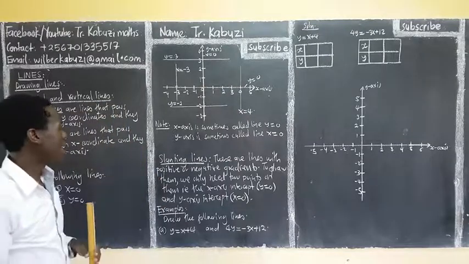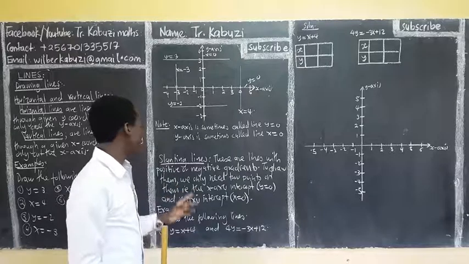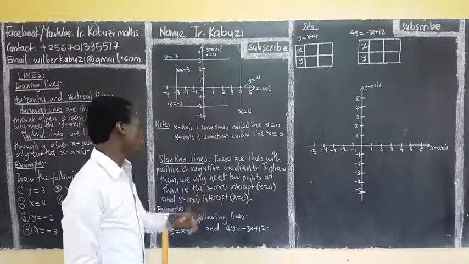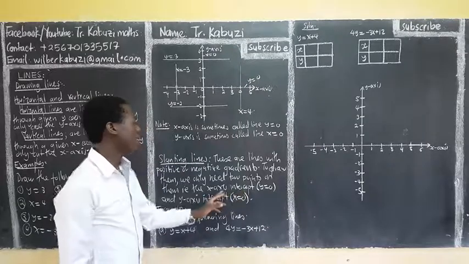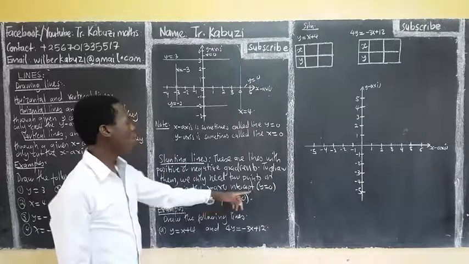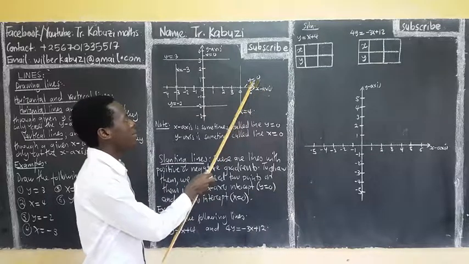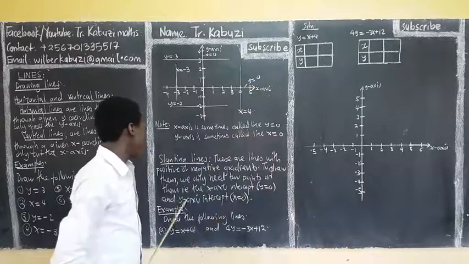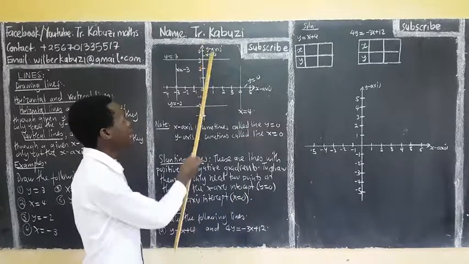Okay, that's one out. Slanting lines. These are lines with positive or negative gradients. To draw them, we only need 2 points on them, i.e., the x-axis intercept and the y-axis intercept. We know that at the x-axis intercept, y is 0, and at the y-axis intercept, x is 0.